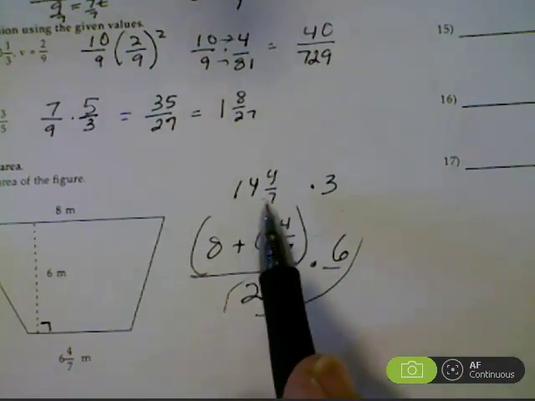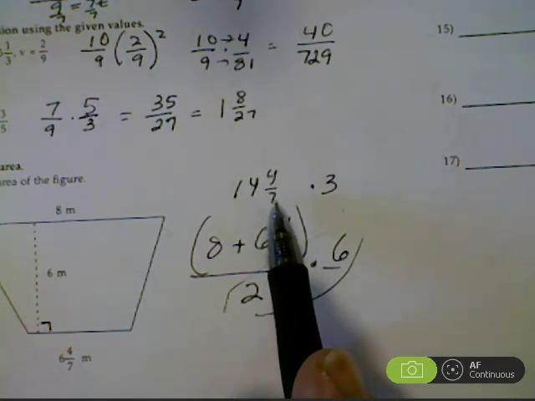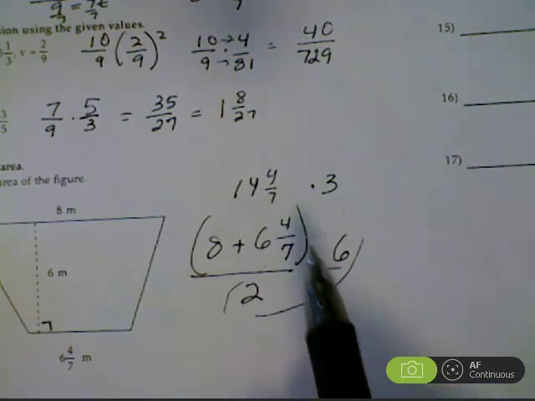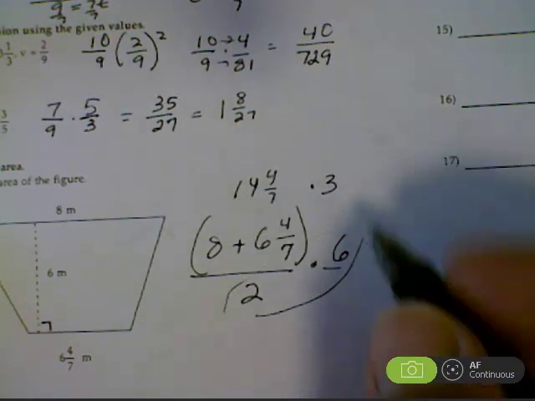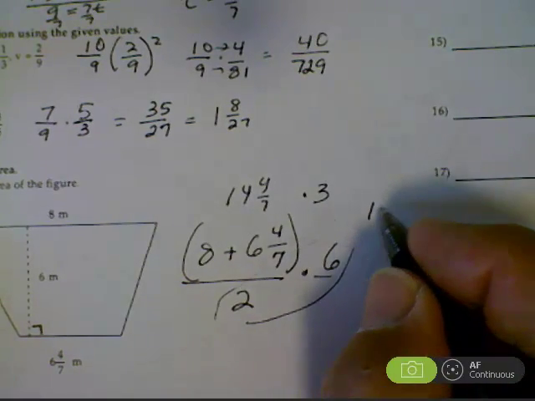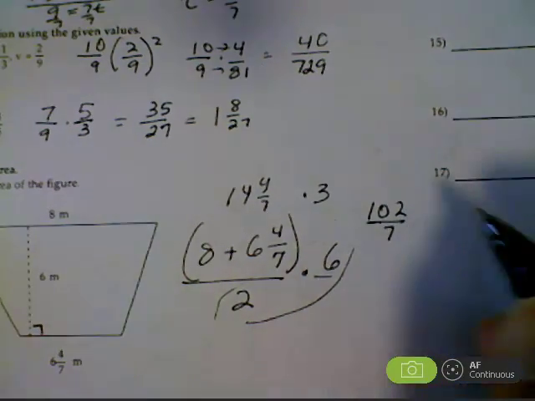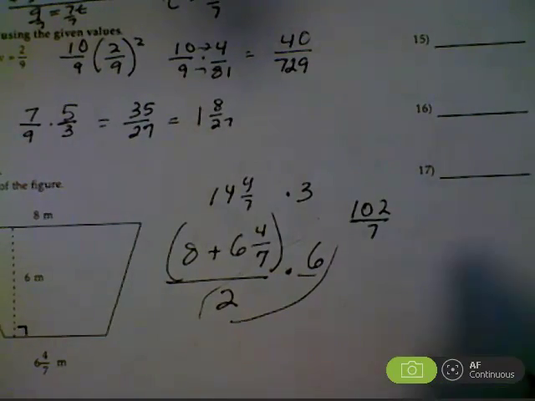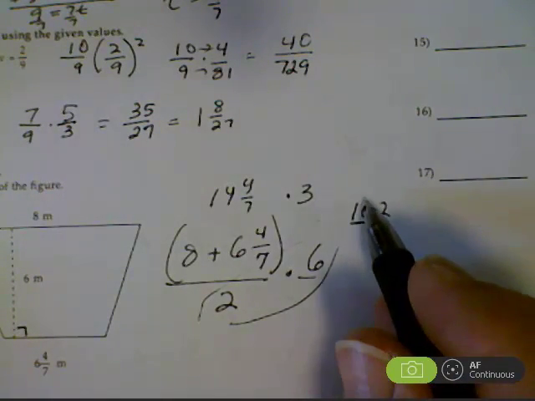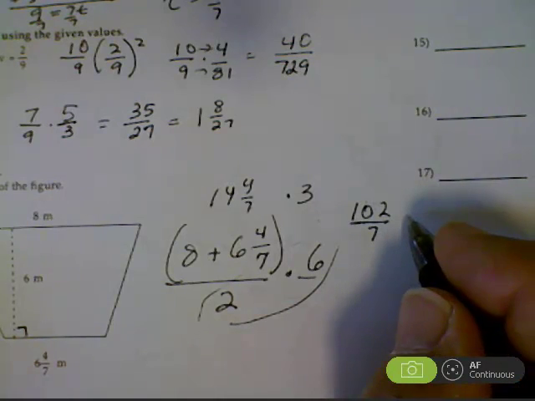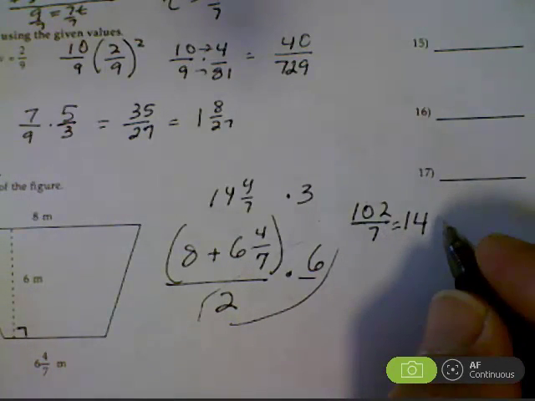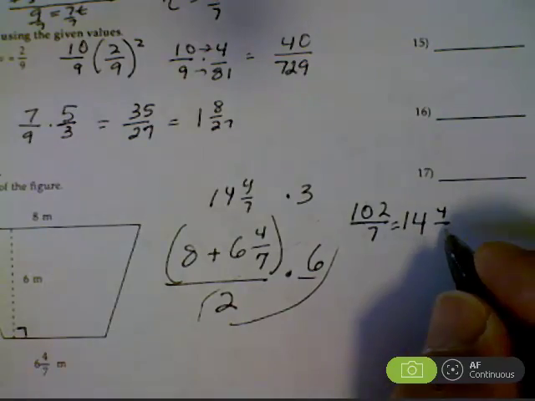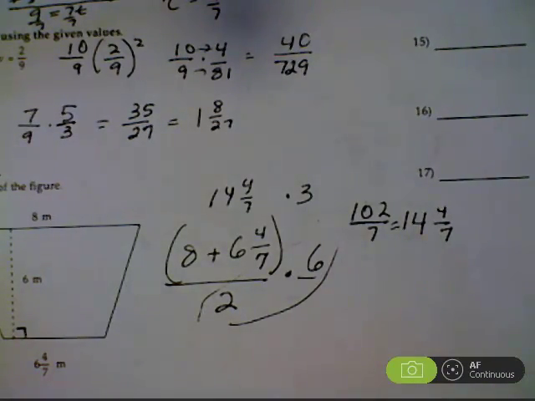Looking at this, now we have a multiplication problem, so we have to change the mixed number to an improper fraction. 7 times 14, 98, plus 4, 102 over 7. When we divide that, it's 1, and 7 goes into 32 4 times, so we have 1, 14, and 4 times 7 being 28 leaves 4, a remainder of 4/7.